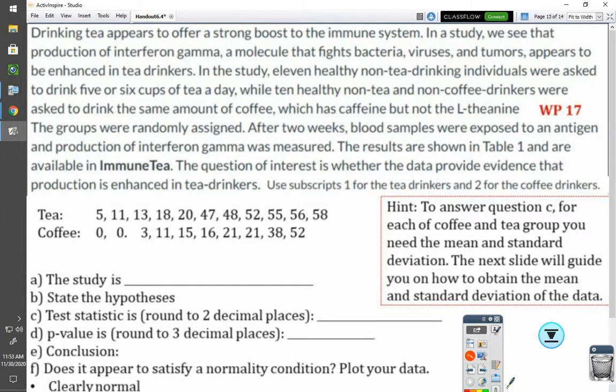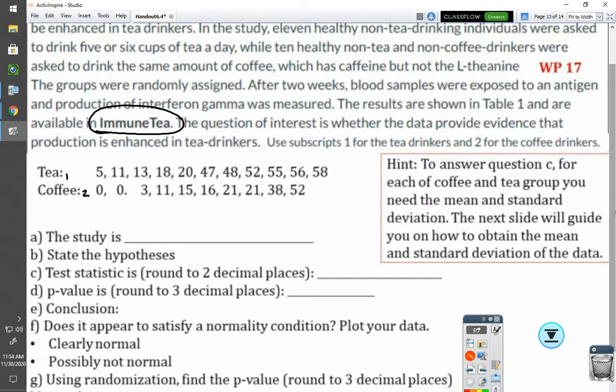After 2 weeks, blood samples were exposed to the antigen, and production of interferon gamma was measured. The results are shown in Table 1 and are available in the Immune Tea data set. Anytime they tell you that, there's a data set inside of StatKey that contains this data. The question of interest is whether the data provides evidence that the production is enhanced or is different in tea drinkers. Use subscript 1 for the tea drinkers and subscript 2 for the coffee drinkers. So a couple of questions. First of all, the study is, well, oops, very sorry about that.